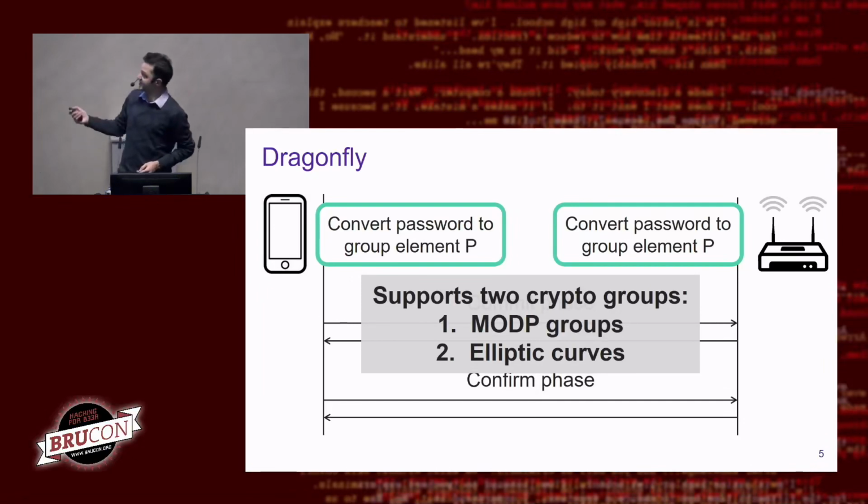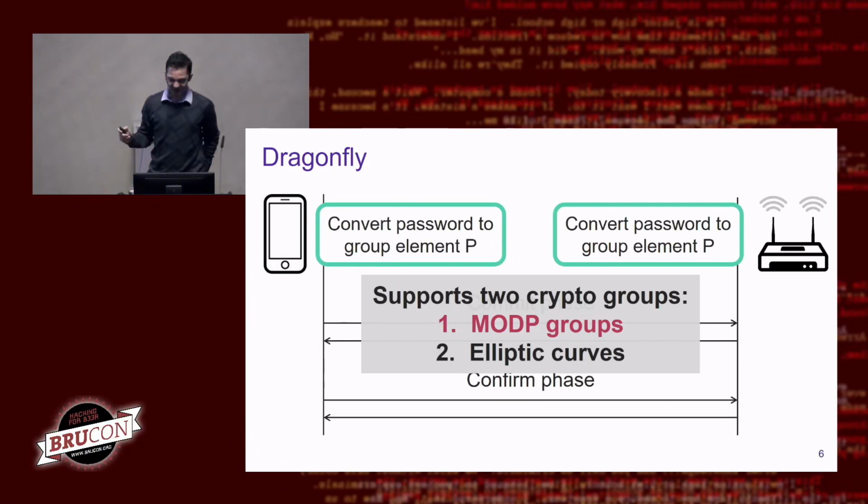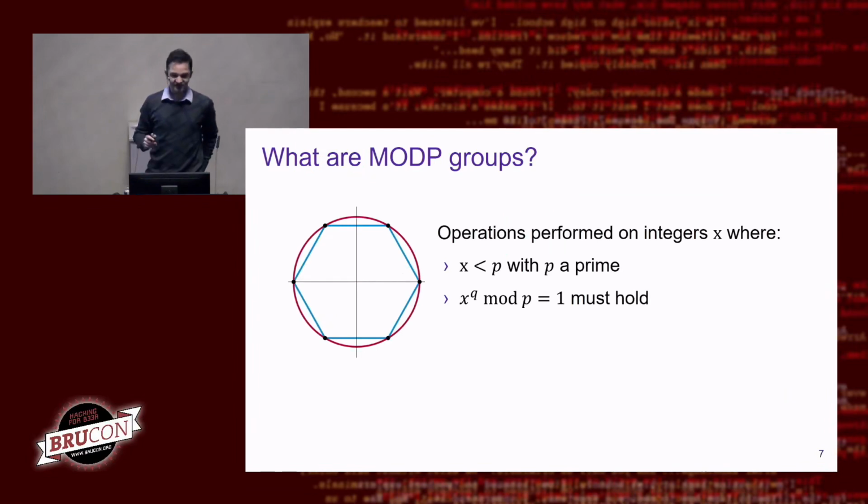So the first case is the mod P groups. Now, I don't expect any of you to know what mod P groups are, so let me give you a very quick introduction, and don't worry, we're not going to use a lot of math here, it's going to be quite simple. So, what is a mod P group? We can treat this in very simple terms. Basically, it means that we are working on numbers, so all our crypto operations are done on numbers, and all these numbers are smaller than a certain prime. And that's the only thing you need to remember.